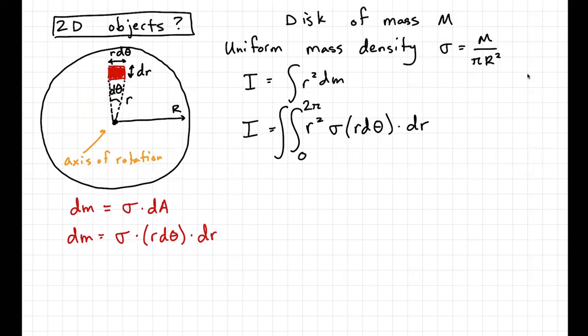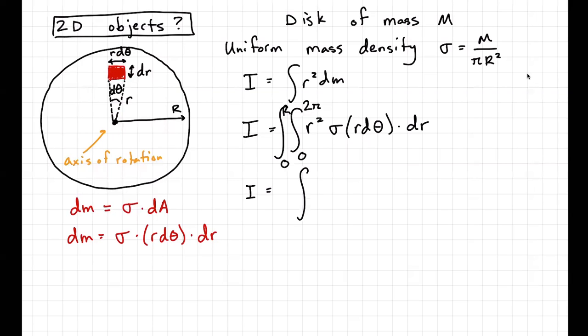And then my other bound is I'm going to go from the center of this circle all the way to the outside. So I'm going from little r equals 0 to little r equals big R, the full radius of the circle. So my bounds for my dr integral are 0 to big R. So I have two sets of bounds. And the trick here is just to evaluate each integral one at a time.